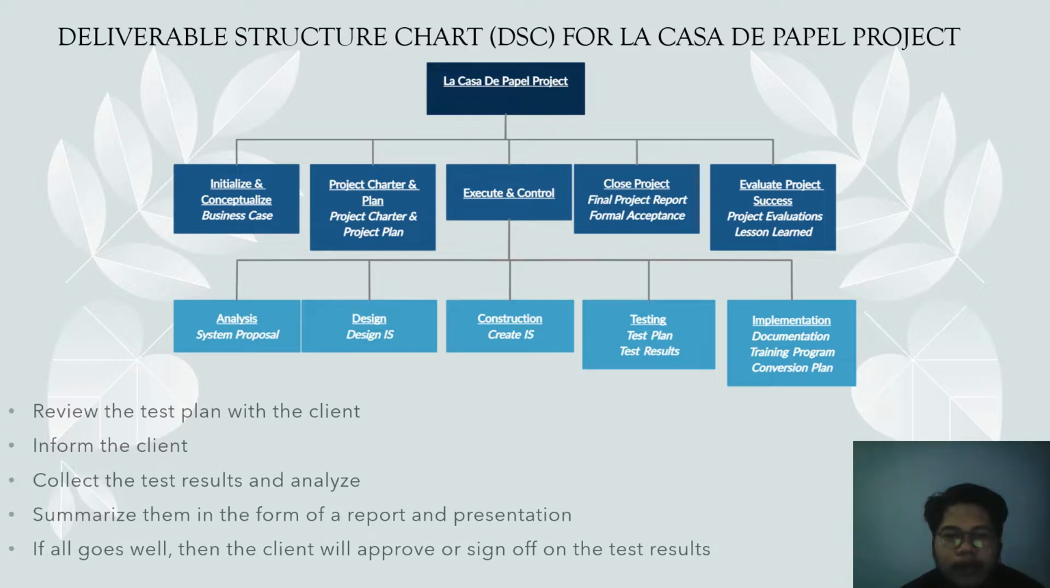After we analyze the results, we will need to summarize them in the form of a report and presentation to the client. If all goes well, then the client will approve or sign off on the test result. Then we can move on to the implementation phase of our project. If all does not go well, we need to address and fix any problems.